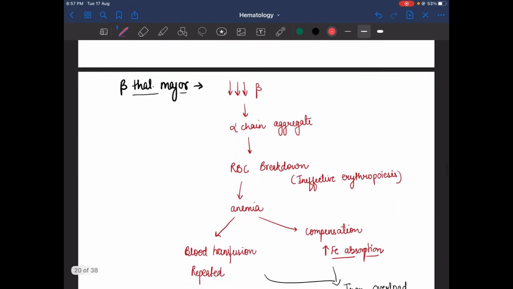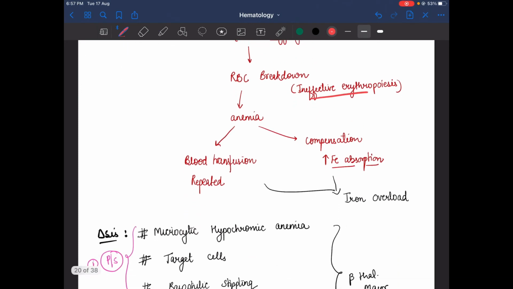In beta thalassemia major there is a decrease of beta chain, so there is a lot of alpha chain aggregation. As the alpha chain gets aggregated, the RBC gets broken down. There is lysis of RBC because of ineffective erythropoiesis, meaning anemia will occur. As anemia occurs, we have to repeatedly do blood transfusion. That's why the other name for beta thalassemia major is transfusion dependent.